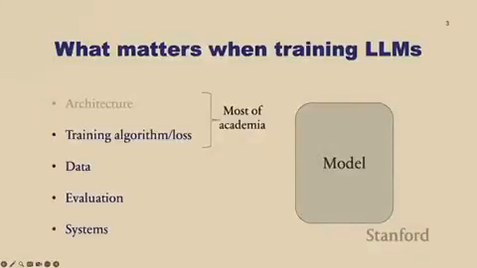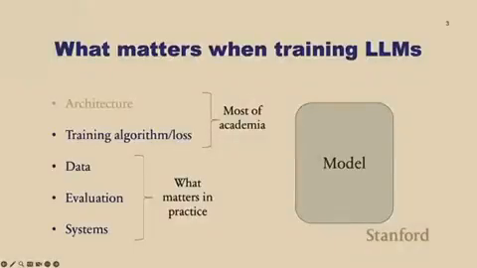Another thing to say is that most of academia actually focuses on architecture, training algorithm and losses. As academics, and I've done that for a big part of my career, we like thinking that we make new architectures, new models, and it seems very important. But in reality, honestly, what matters in practice is mostly the 3 other topics: data, evaluation and systems, which is what most of industry actually focuses on. That's also one of the reasons why I don't want to talk too much about the architecture, because really the rest is super important.